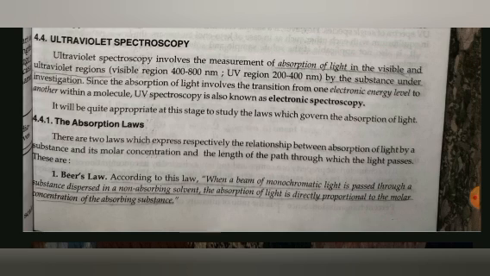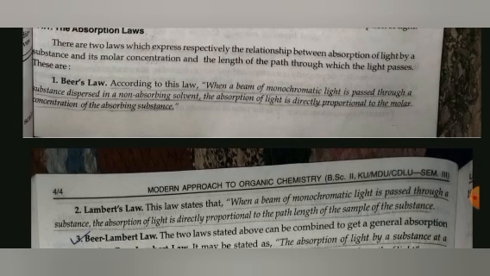It will be quite appropriate at this stage to study the laws which govern the absorption of light. The absorption laws. There are two laws which express respectively the relationship between absorption of light by a substance and its molar concentration and the length of the path through which the light passes. First is Beer's law. According to this law, when a beam of monochromatic light is passed through a substance dispersed in a non-absorbing solvent, the absorption of light is directly proportional to the molar concentration of the absorbing substance. Second is Lambert's law. This law states that when a beam of monochromatic light is passed through a substance, the absorption of light is directly proportional to the path length of the sample of the substance.